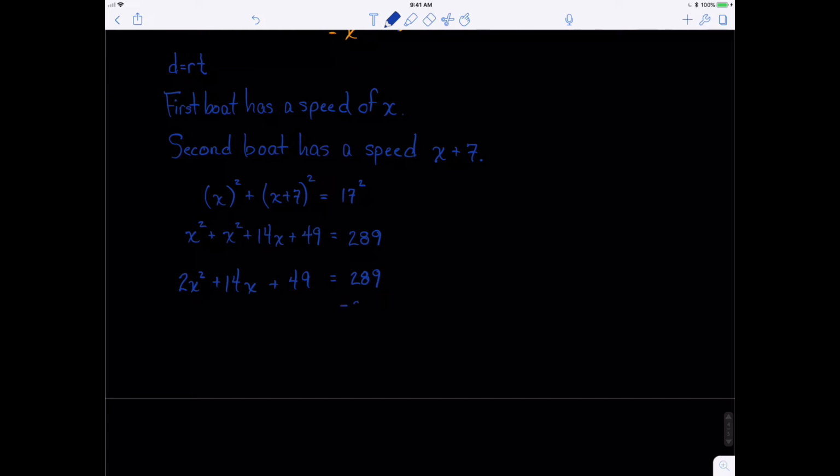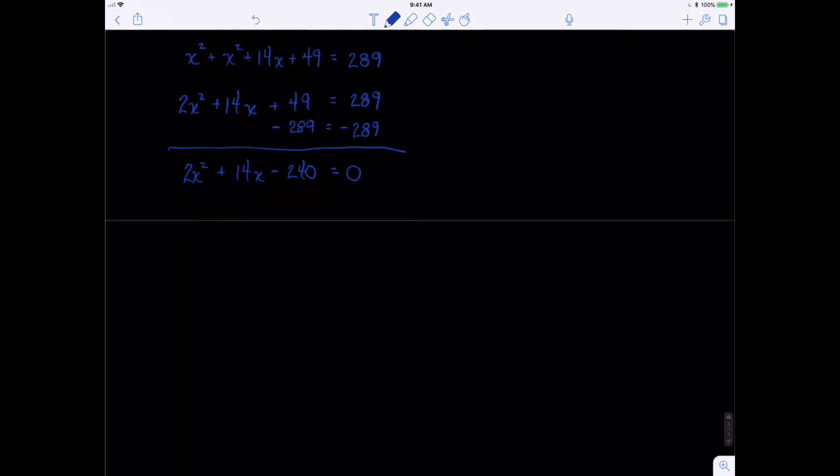So if I want to try that approach, I would subtract the 289 from both sides and set the equation to 0. So now I have 2x squared plus 14x, and then 49 minus 289, that's minus 240 equals 0. Okay, well, this is all right. You could work with this if you wanted, but notice there's a common factor of 2.